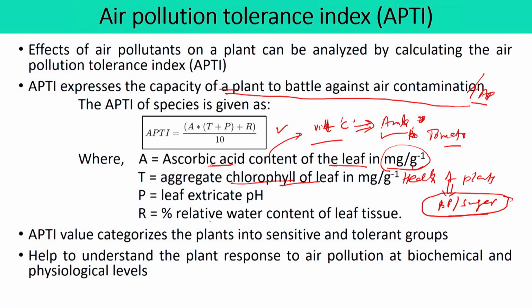Then P is the leaf extract pH, and this is very important. Here you see that if the pH of the sample is high, the air pollution tolerance will be high, and high pH means basic in nature.